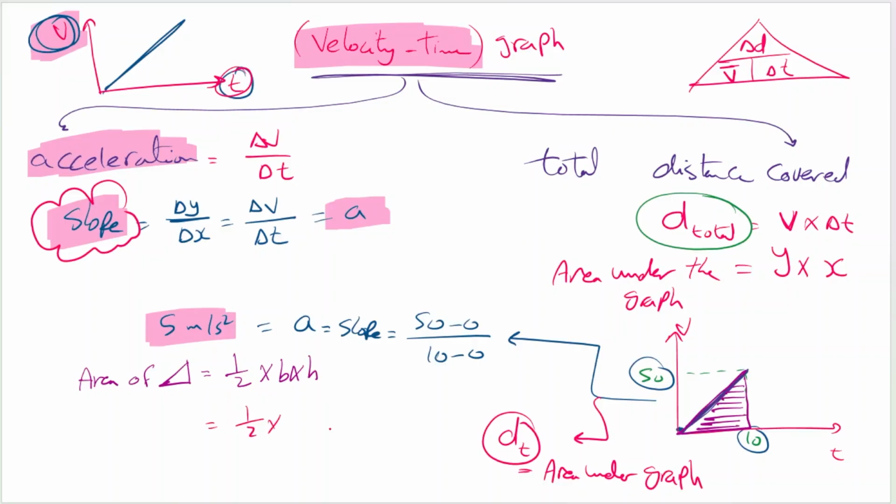So half times, what is the length of the base? It's from here to here. So it's from 0 to 10, so it's 10. What is the value of the height? It's from 0 to 50, so it's 50. So it will be half times 500, so it will be 250 meters.